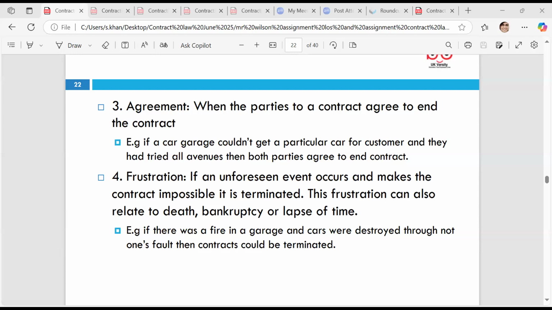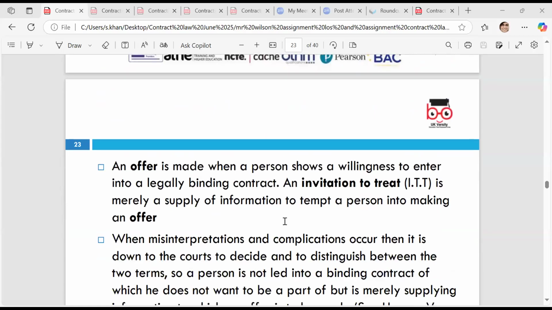The next one is frustration. This is if the contract's purpose is frustrated due to unforeseen circumstances, so termination might be an option. An example of frustration is if there's a fire in the garage and the cars are destroyed through no one's fault, the contract can be terminated. So there are different ways of breaching and terminating a contract.